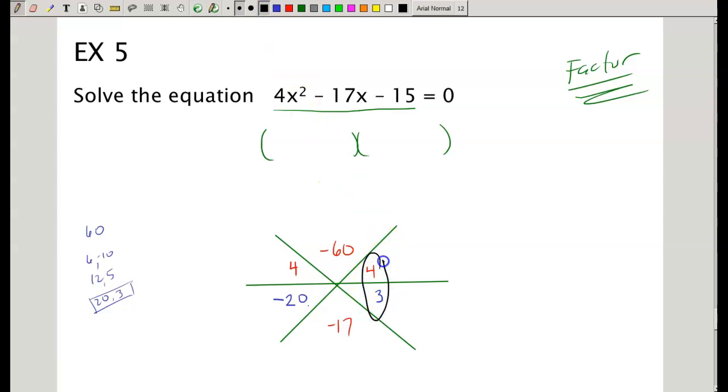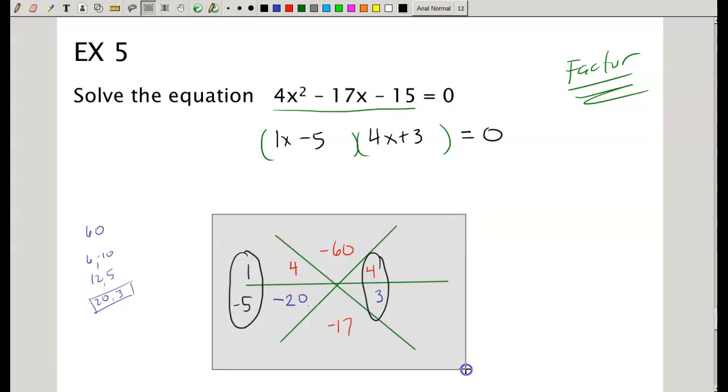This one is already a reduced column. This one's not yet, so we have to reduce that. So 4 over negative 20, if we divide everything by 4, we can make this a 1 over negative 5. And there's our reduced column there. So we can go ahead and put these into our parentheses now. We have 1x minus 5 and 4x plus 3, and this equals 0. So there's my correct factoring, and that was just like what we've been doing all along.